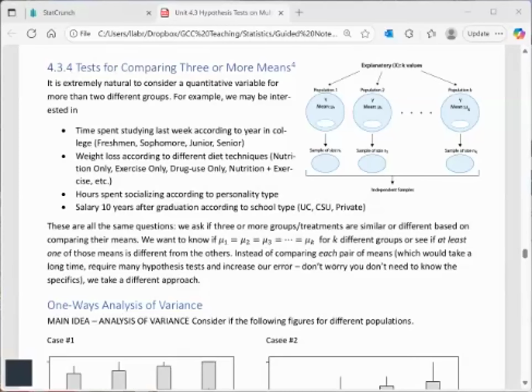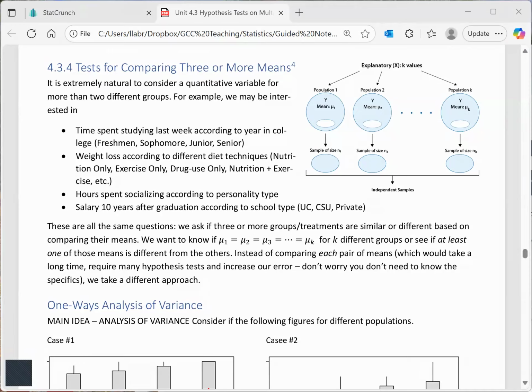All right, welcome back. Let's take a look at one of probably the most popular tests. And the reason why this test is very popular is because in most cases, you're not really just going to be restricted to two populations or two groups. Normally, there's a lot of different groups that one may be interested in. Here's some examples. And what I want to note is that you're usually interested in a quantitative variable.